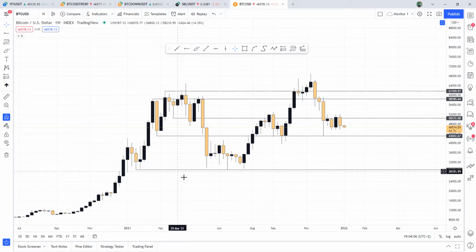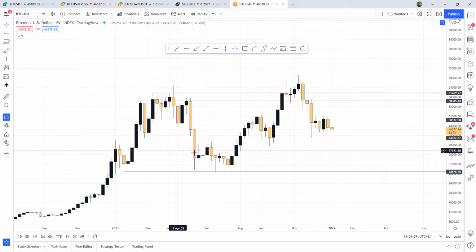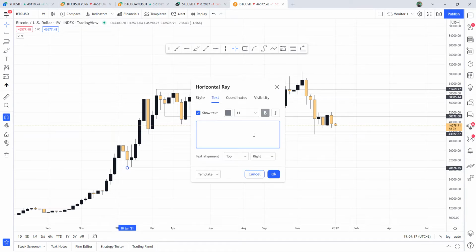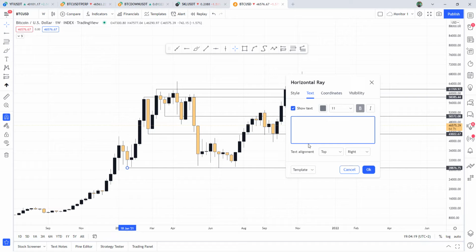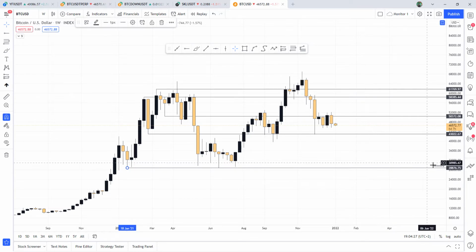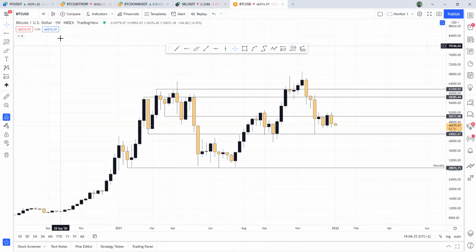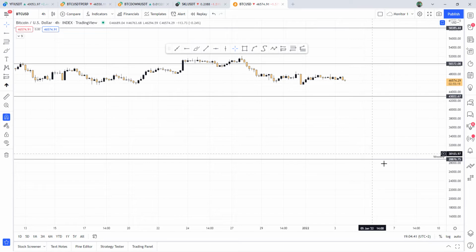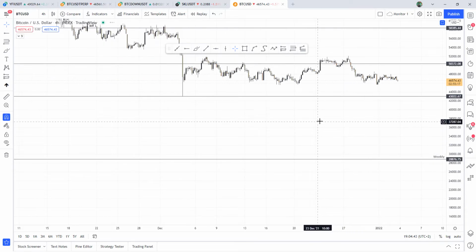After you mark this, for example, we are on weekly, it's important to note them. So you can double click on the line, you see text here, and you can write here weekly. It shows here on the right, and you know that it's a weekly level. So for example, if you are on the 4-hour chart, you know that this is a weekly level.